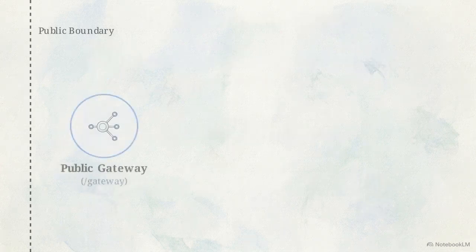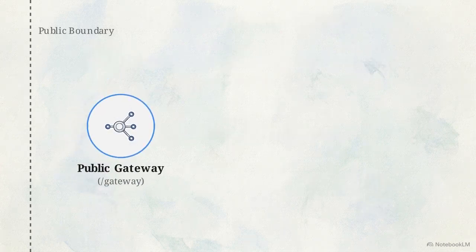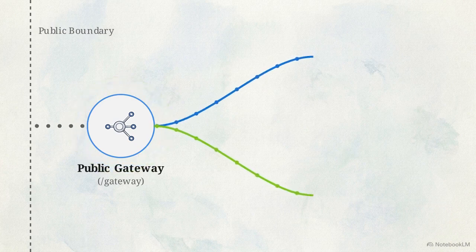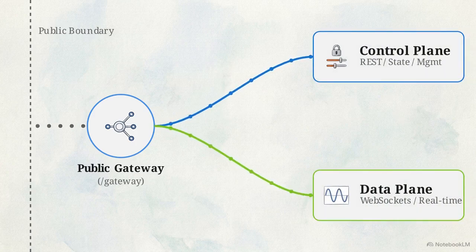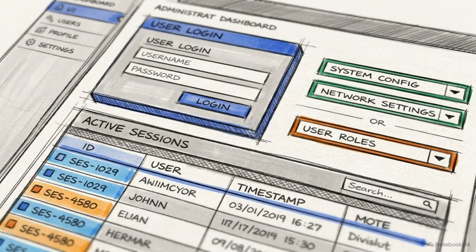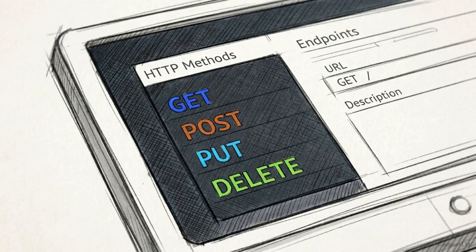We start at the public boundary. This zoomed-in node is the /gateway, the point where external client traffic first hits our system. Because conversational AI has conflicting demands, this incoming stream bifurcates into two distinct paths: the control plane and the data plane. The control plane handles session allocation, user authentication, and system configuration. To govern this administrative traffic, we implement a REST, or Representational State Transfer, interface.